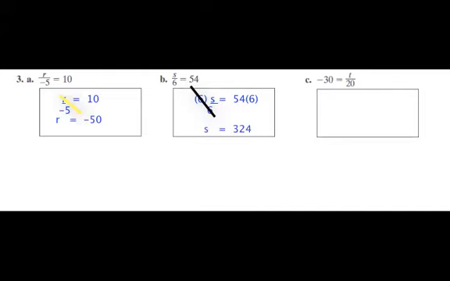You can substitute in 324 into the original equation and ask yourself, does 324 divided by 6 equal 54? Yes, it does. So we know that 324 is the solution to this equation.